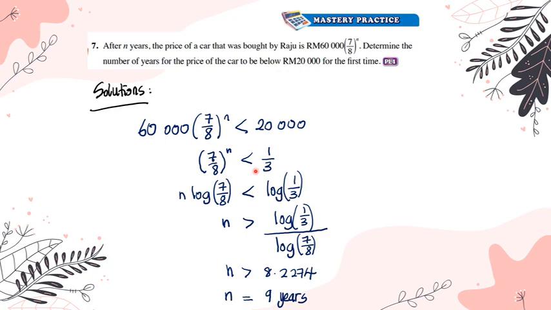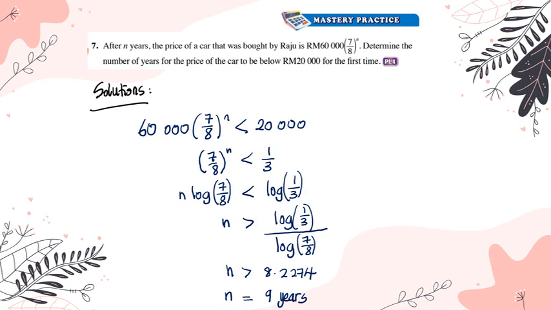So since we cannot compare the bases because the bases are different, we take log on both the right hand side and also the left hand side. So log 7 over 8 to the power of n is less than log 1 over 3, and we bring down the power, the index n. So n times log 7 over 8 is less than log 1 over 3. So to find this value of n, we can divide log 1 over 3 by log 7 over 8.